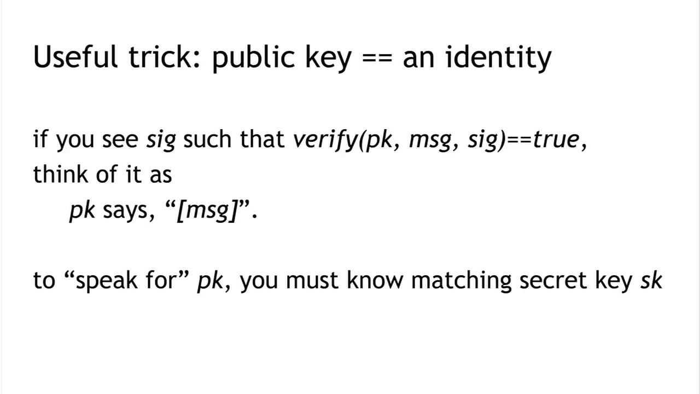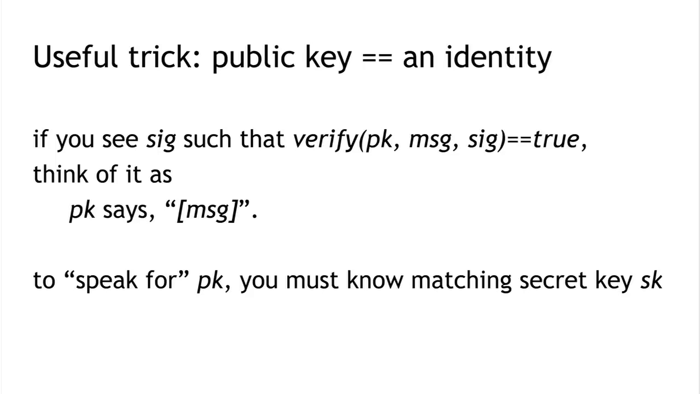So if you see a signature that verifies correctly, that is, if you see a signature such that you can verify with someone's public key that that is a signature on a particular message, then you can think of that as that public key saying the message. You can literally think of a public key as kind of like an actor or a party in a system, and that they can make statements by signing those statements. And so if you think in that mindset, then this public key is like an identity. It's an actor who can do stuff in the system.